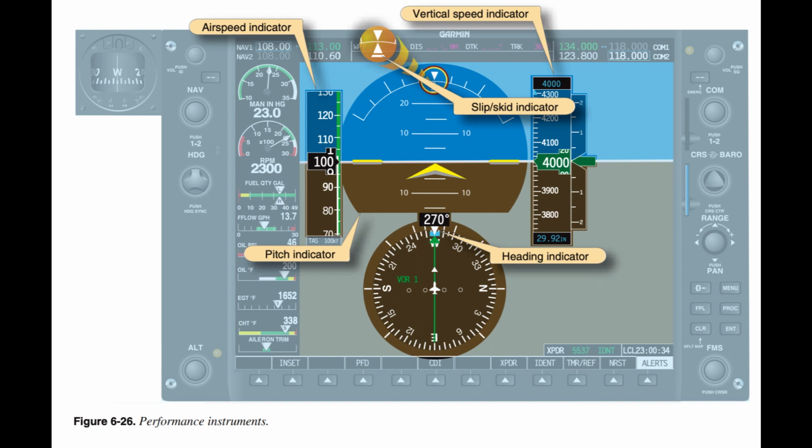Figure 6.26. Other performance instruments available are the heading indicator, pitch attitude indicator, and the slip/skid indicator. The performance instruments most directly reflect a change in acceleration, which is defined as change in velocity or direction. Therefore, these instruments indicate if the aircraft is changing airspeed, altitude, or heading, which are horizontal, vertical, or lateral vectors.